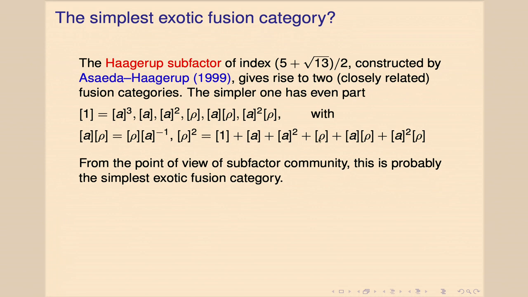Okay, well there is an answer to the question, what's the simplest exotic fusion category? The fusion category world is very closely connected to subfactors, and in fact, almost all of the innovative methods in fusion categories have been stolen from the subfactor context. They're pretty good at constructing these subfactors, and in the late 1990s, Haagerup and a postdoc of his, Asaeda, found a very important, very small subfactor that is exotic.